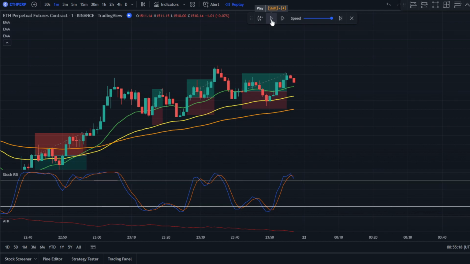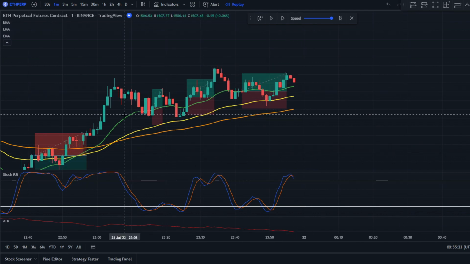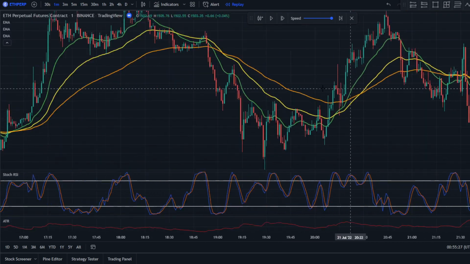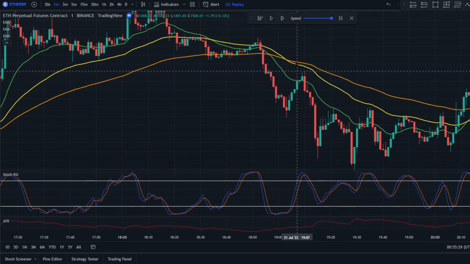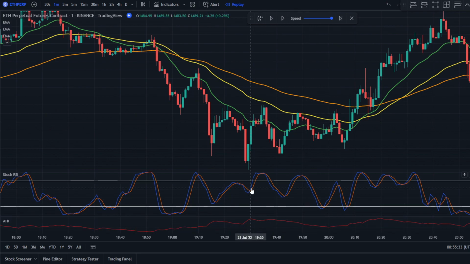The main thing you want to note is the EMAs have to be clearly either in the uptrend where the green is above the yellow and the yellow is above the orange, or clearly in a downtrend where the green is below the yellow and the yellow is below the orange. For ATR values, I like to have a 1.5 ATR take profit and stop loss, but you can make it 2 or you can make it 3 depending on your liking, but I think 1.5 fits just fine.